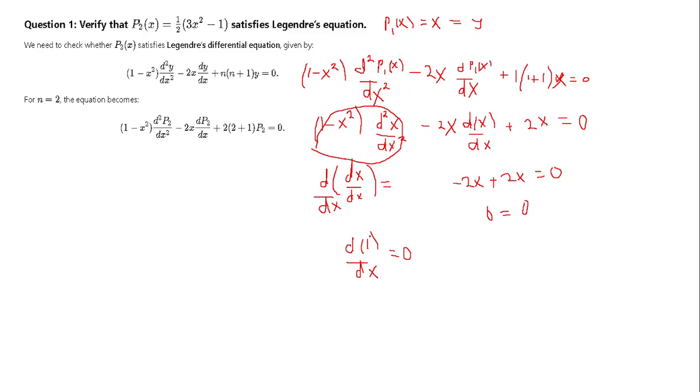Now the question is: we've done it for zero, we've done it for one. Show that this one too satisfies the Legendre equation. It is the same thing we just did. For this case, n is equal to 2, so we are going to do just like we did, with P of 2 of x.